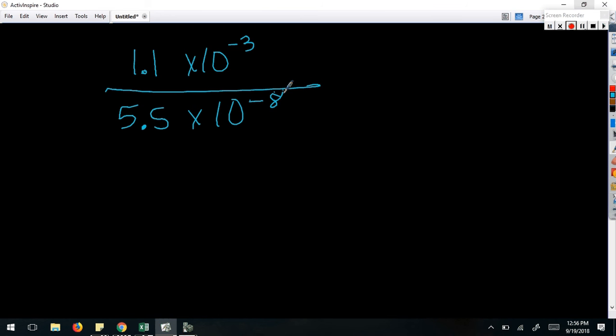Subtraction part. Let me ask you this. Do you agree that this is the same thing? Can I split a fraction up like that? Sure I can. What is 1.1 divided by 5.5? 11 over 55, which is 1 over 5, which is 0.2.